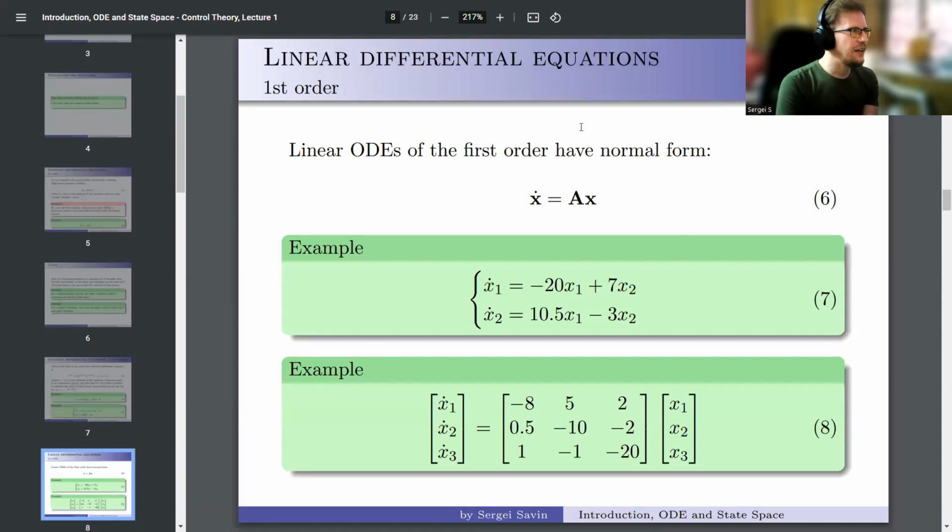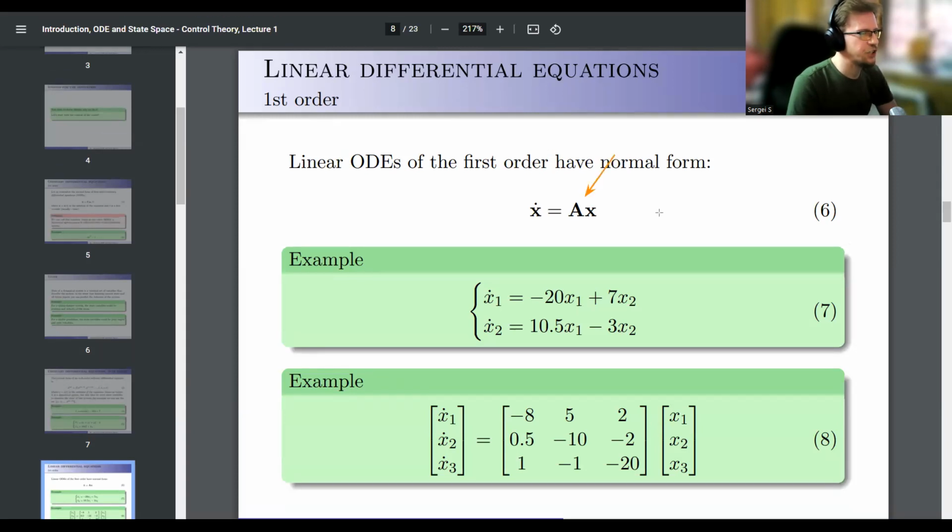Now, linear ODEs are different from ODEs in general in the fact that x, so those state variables, x, will only enter into the equations in a linear fashion. So the right-hand side will be a linear function of the state, like this. So expression 6 is how linear ODEs look like. Example of linear ODE is like this: x1 dot is equal to minus 20x1 plus 7x2, x2 dot equal to 10.5 x1 minus 3 x2. That is an example of a linear ODE. Okay.